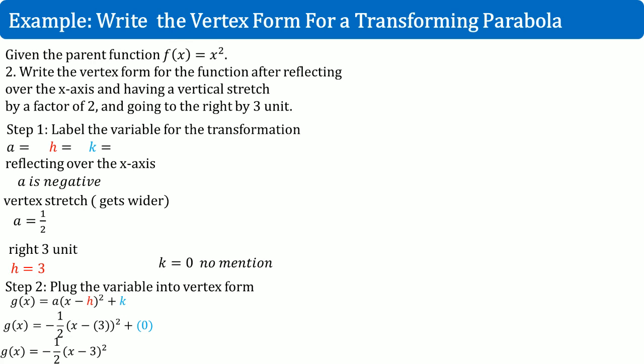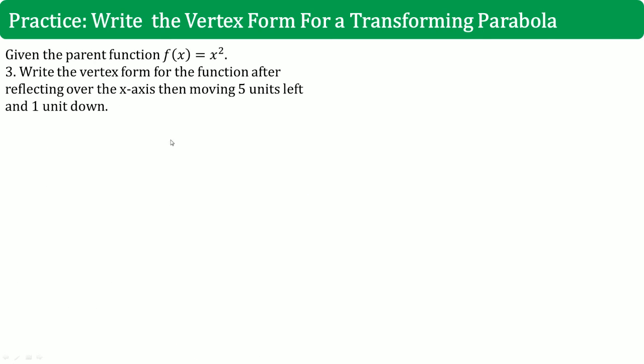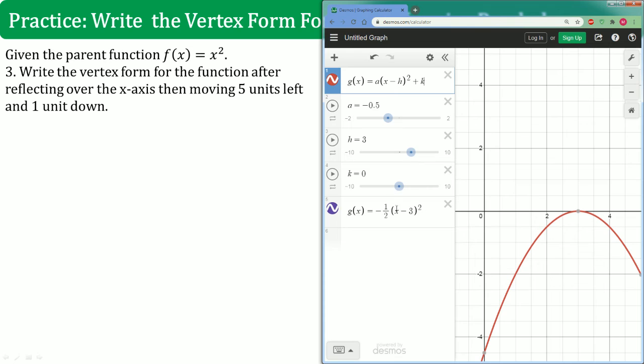All right. So I'm going to show you one more practice problem. Let's take a look. In this problem, I'm going to write the vertex form for a function after reflecting over the x-axis, moving it 5 units to the left, and 1 unit down.